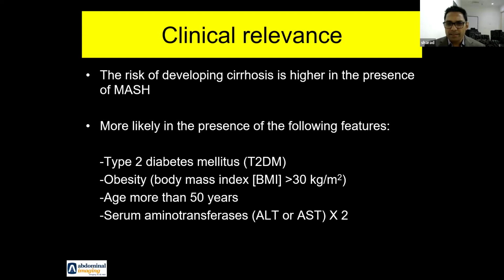Now, I think this is the same thing. The risk of developing cirrhosis is very high when you have these factors. One is type 2 diabetes. Second is obesity, BMI of more than 30, age more than 50, and AST, ALT rising by 2 times of normal.